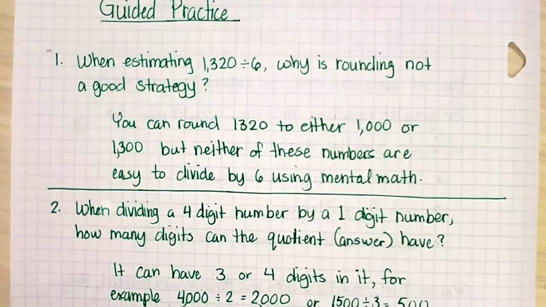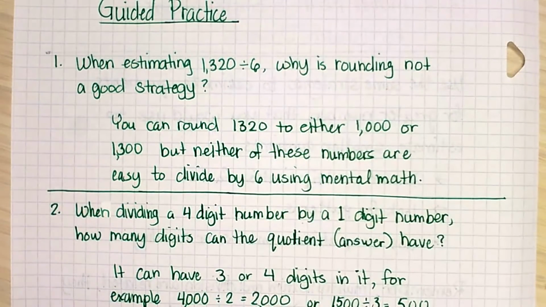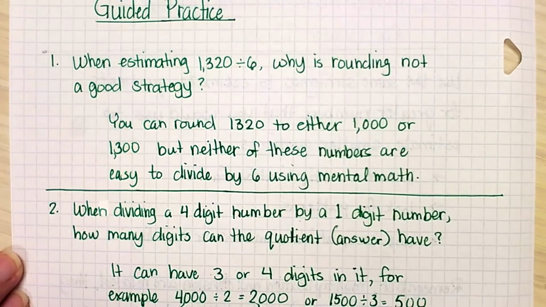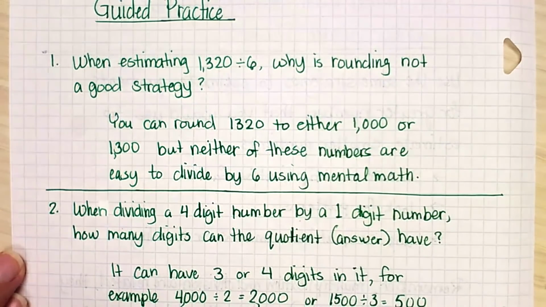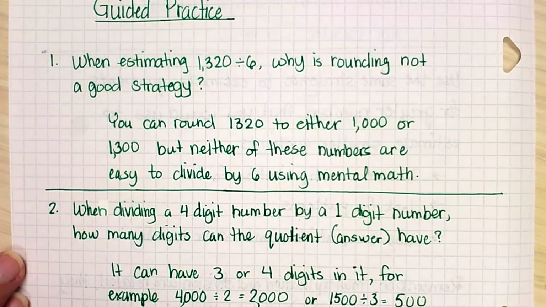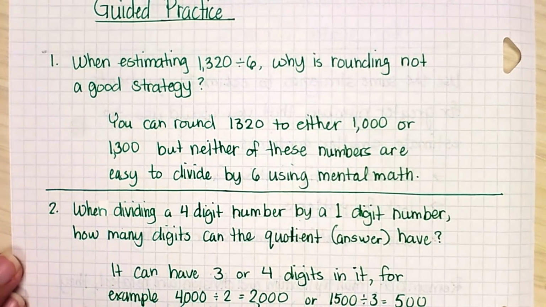When estimating 1,320 divided by 6, why is rounding not a good strategy? Now remember, with rounding, we have to follow very specific rules. If the number that we're using to decide which way we round is 4 or less, then our number rounds down. If the number that we're looking at is 5 or greater, it tells us that that digit needs to round up.